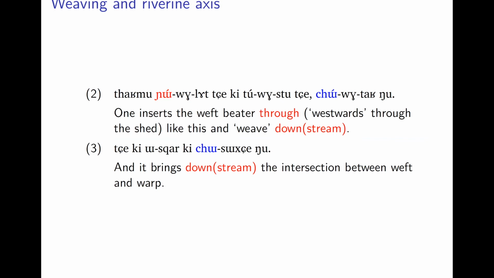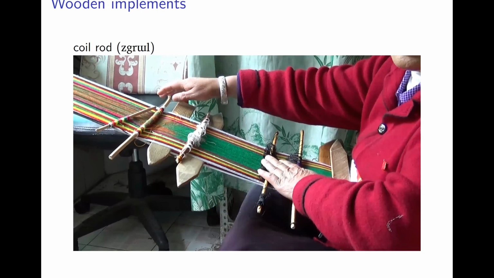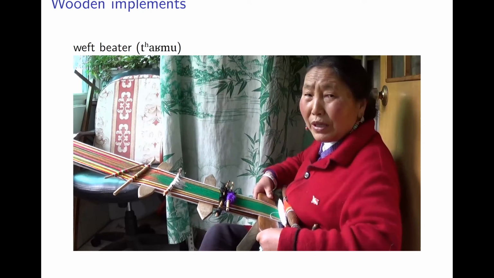I don't have a picture of this action. So newlet here, using the orientation westwards, means that when you take this tamu, this weft beater, you put the weft beater between the warp threads. This is called newlet. Why? Because it is the orientation perpendicular to the upstream-downstream axis.